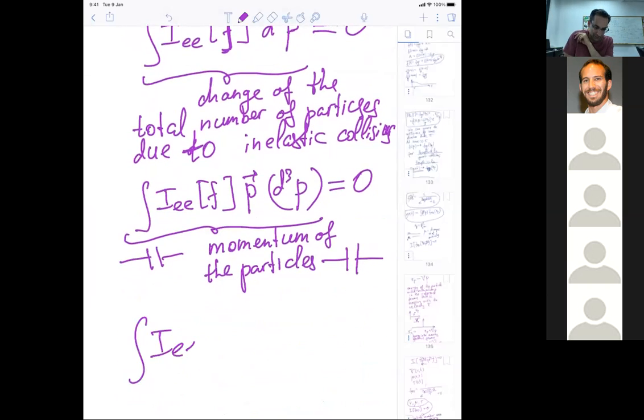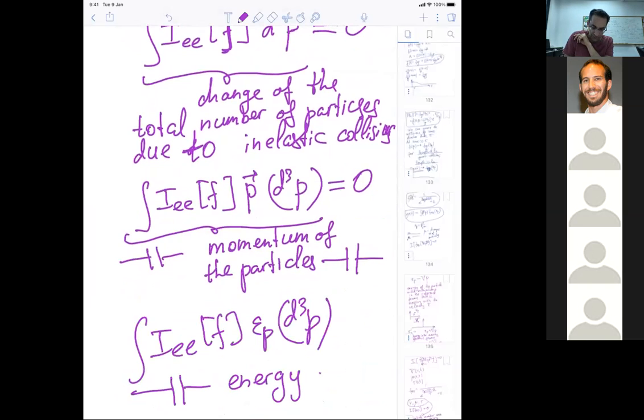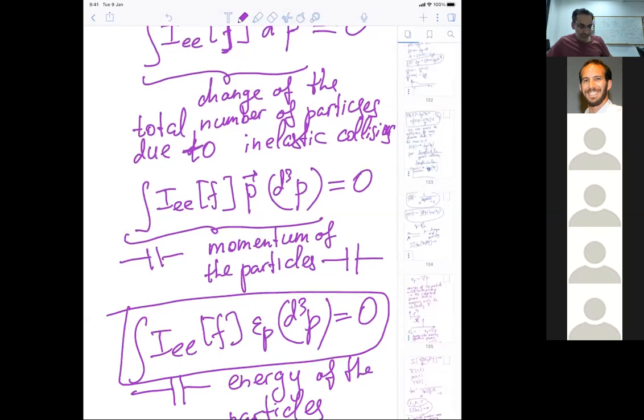And the last thing, this is the change of the local total energy of the particles. What is this integral? This is also 0. So these are 3 conserved quantities of the electron scattering processes. These are three conserved quantities that will allow us to write equations of motion in terms of particle conservation, momentum conservation, and energy conservation.